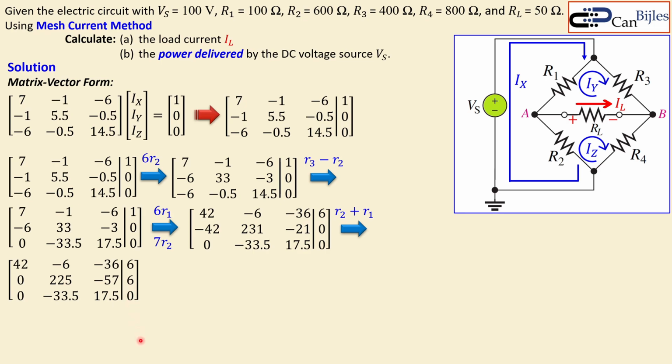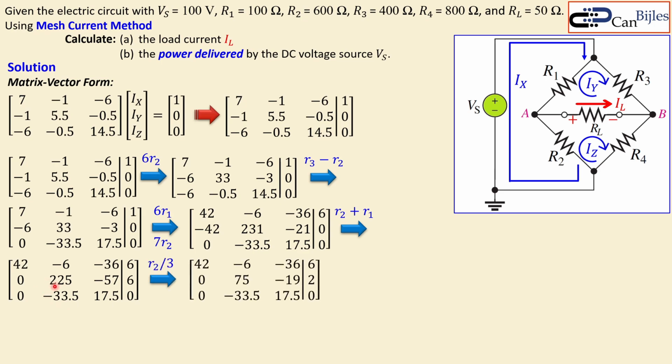Okay, what you see is we have now also got our second 0. The final one is this 0. Now you can, for example, multiply row 2 by 33.5 and row 3 by 225, or you can say let's use a little bit smaller number and first divide R2 by 3.